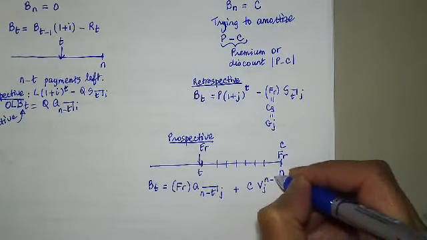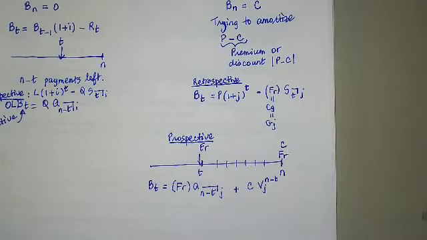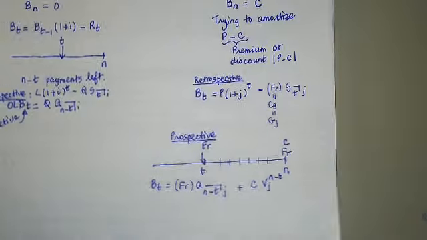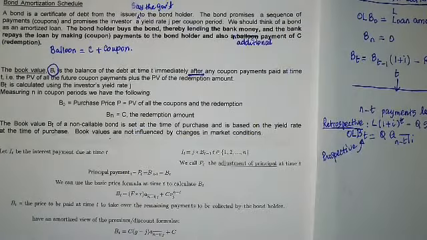Angle N minus T, J, plus C, B to the N minus T, V J to the N minus T. Exactly right. Prospective. Looking forward. Does this make sense to you or no?